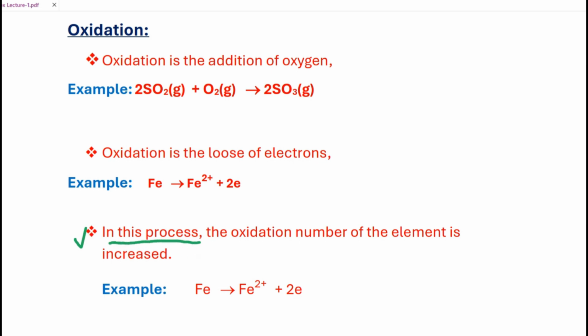Next, in the oxidation process, the oxidation number of an element is increased. I mean, if oxidation happens, oxidation number increases. Now you know the rules. Rule 1, this oxidation number is 0 as iron is an element, here 2 plus. So 0 to plus 2 means oxidation number increases. So this reaction is known as oxidation.